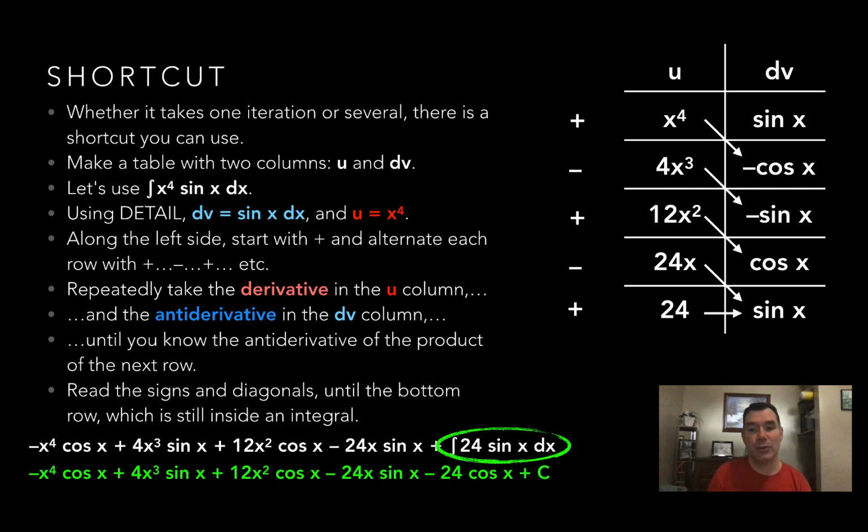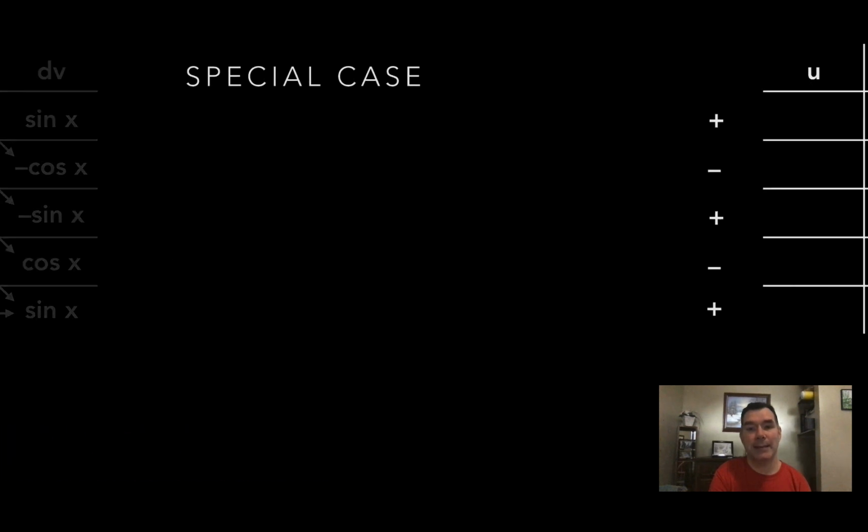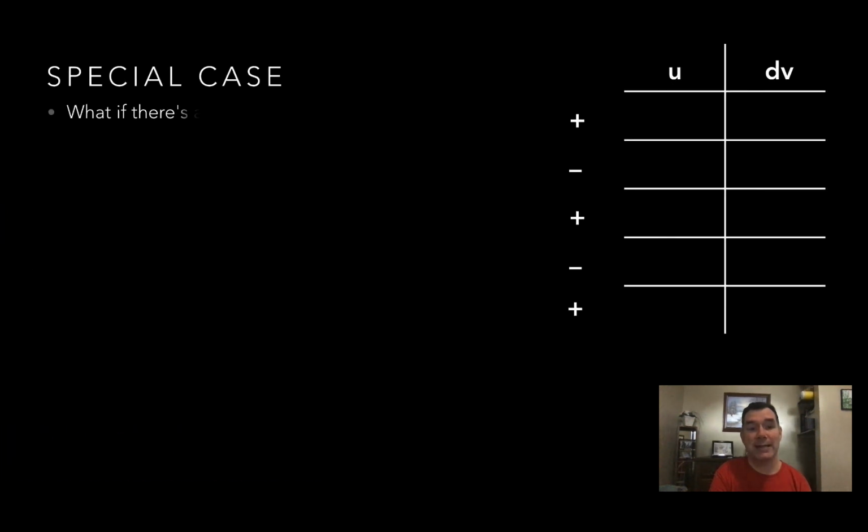And I would have had to do integration by parts like 4 or 5 times to get there, but this saves me a lot of time by making this table. There's a special case I need to consider if there's a cycle. So I'm going to try e to the x times the cosine of x and watch what happens.